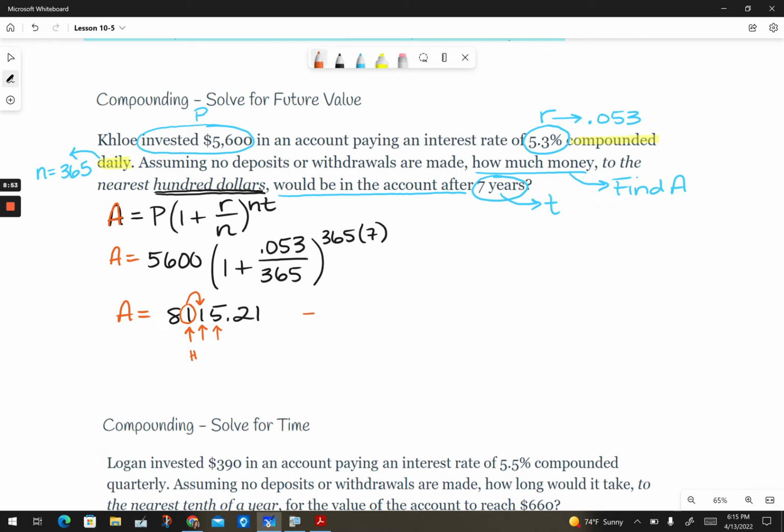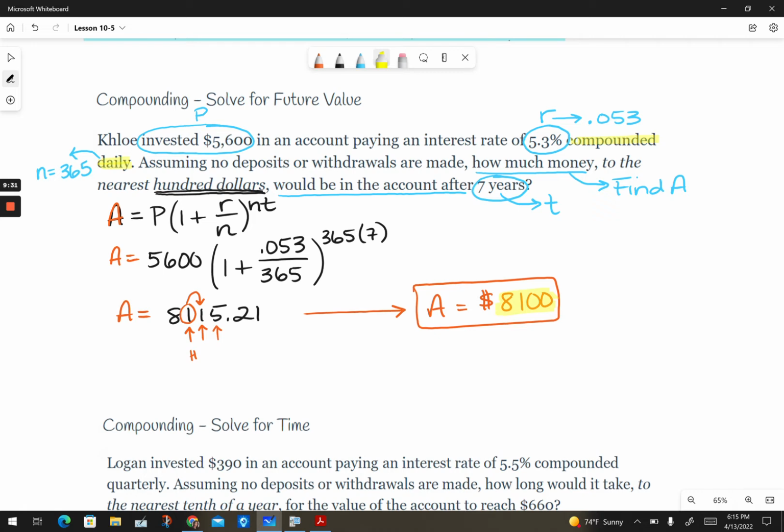So my final amount for A is going to be $8,100. Now, when you type it in Delta Math, you are just going to type the number 8,100. Okay, you don't have to worry about units. You're just typing what I just highlighted there in yellow. Okay, so let's move on. This is an example for solving for future value, where we're solving for A. Now let's see if we can solve for another variable in this given equation.